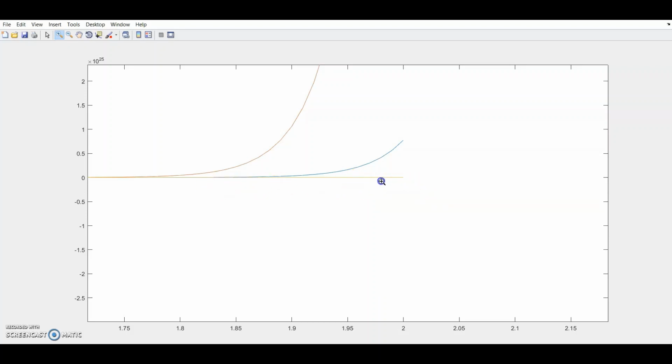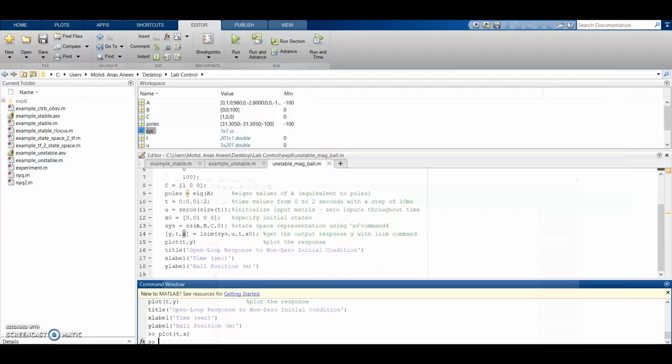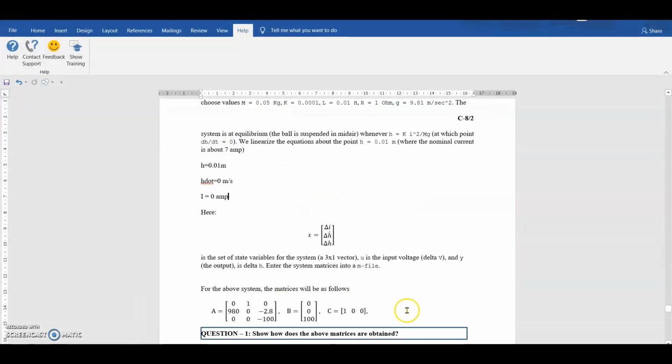So if you zoom in, then also you will notice that this state is 0, which is nothing but the current of the system, because we have applied 0 input, that is, the DC voltage is 0, so the current is 0. Now let us move to the next section.